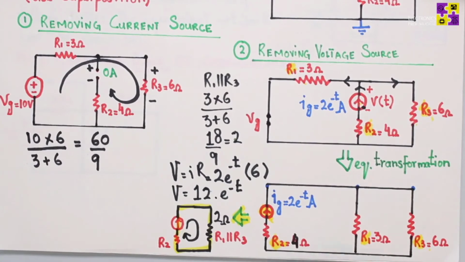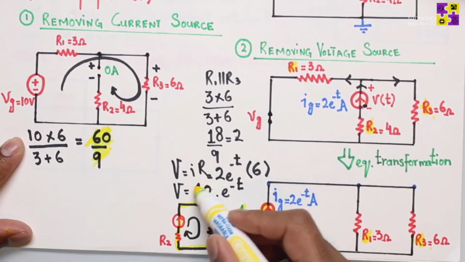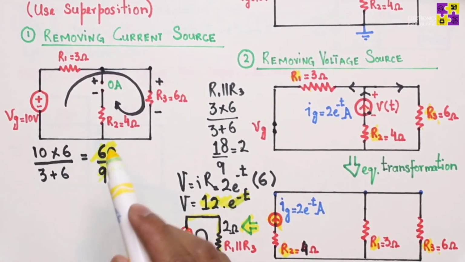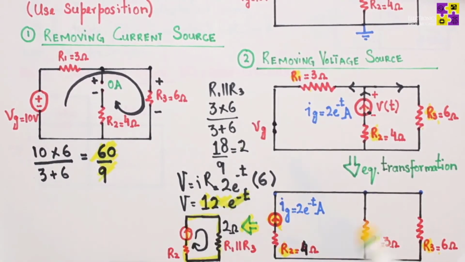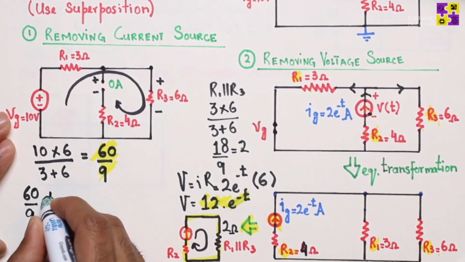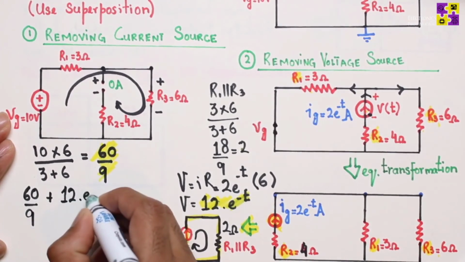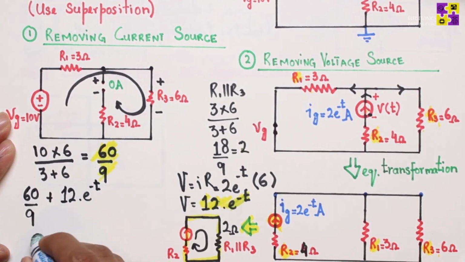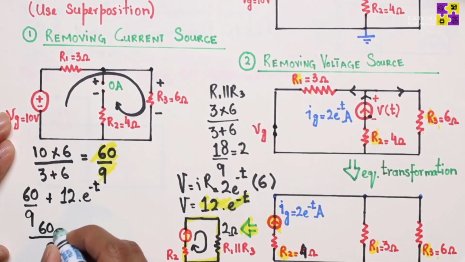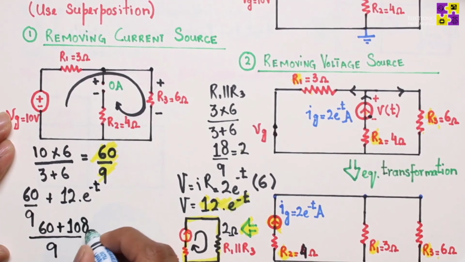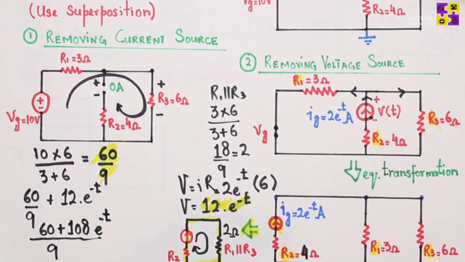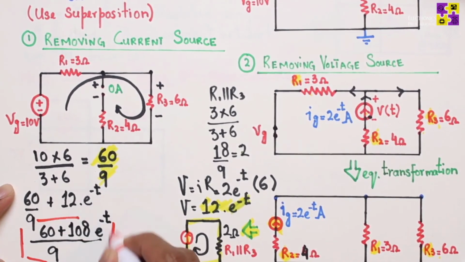Now I am going to add the two voltages. Remember, we individually determine the impact of each source, and once we have done that, we simply add it. So adding 60 over 9 plus 12 times e to the power negative t, if I take the common denominator 9, the numerator would become 60 plus 108 times e to the power minus t. And we can't really simplify it further, so we simply stop here. This is your answer.